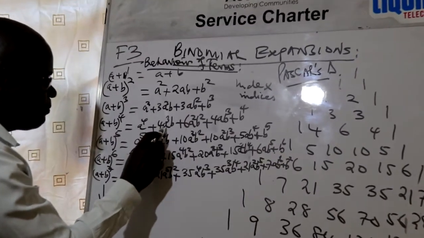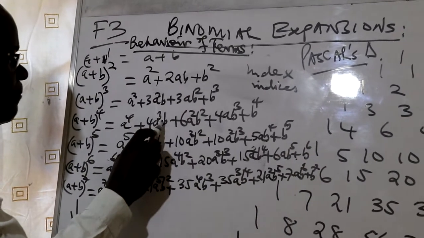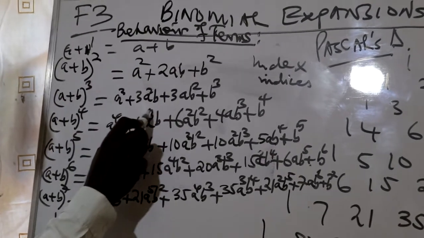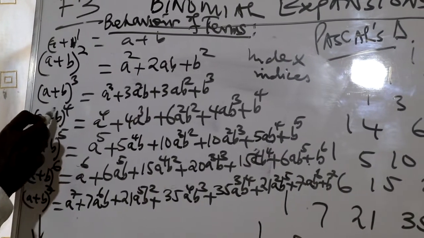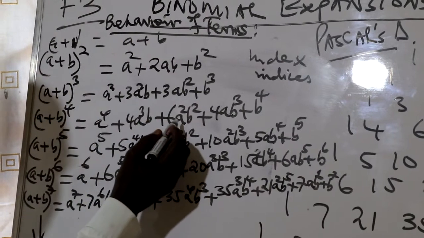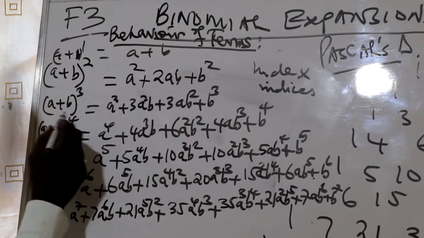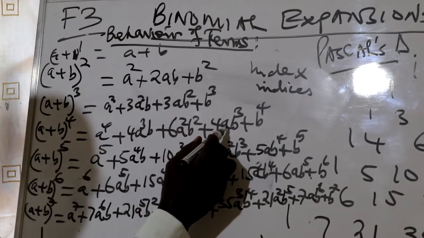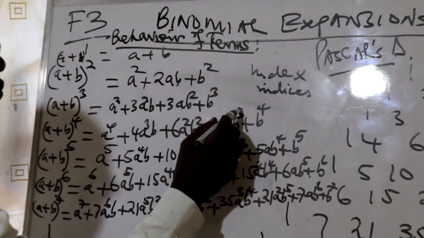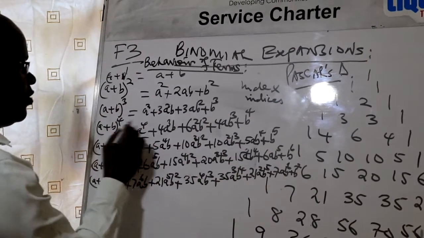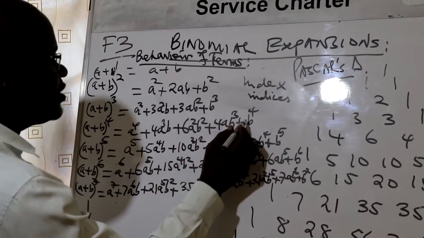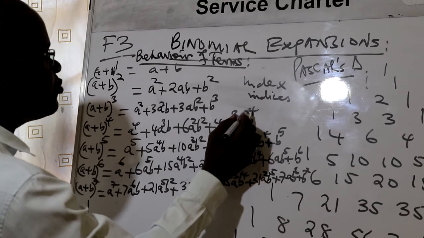A raised to 4 and B raised to 0, so 0 plus 4 is 4, which is the external power. Second term, A is raised to 3, B is raised to 1. 3 plus 1 is 4. Third term, A raised to 2, B raised to 2. The sum is 4. Fourth term, A raised to 1, B raised to 3. The sum is 4.